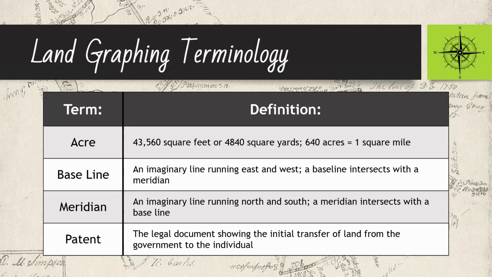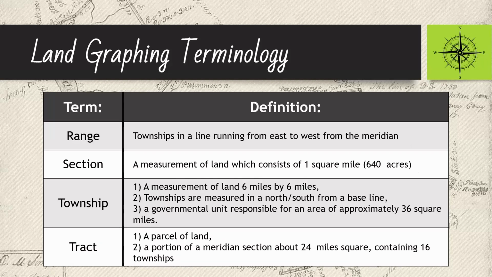But the baseline and meridian is what the township and range system is measured by. They're like your X and Y axis. So if you're seeing baseline meridian, then that's what that's talking about. And I'll show you a map a little bit later on of where you can figure out which one you're using. Township can be a little confusing.